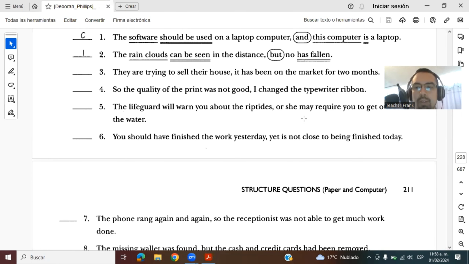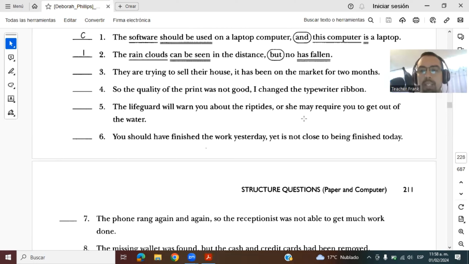Okay, I think we can do the first 7 and then we'll do 8 to 10 last. So in number 1, it says the software should be used on a laptop computer, and this computer is a laptop. So it has two verbs, right? Well, a subject and a verb, software, and should be used, a connector, and this computer is, and it's correct, right? It has all the elements. Let's look at number 2.